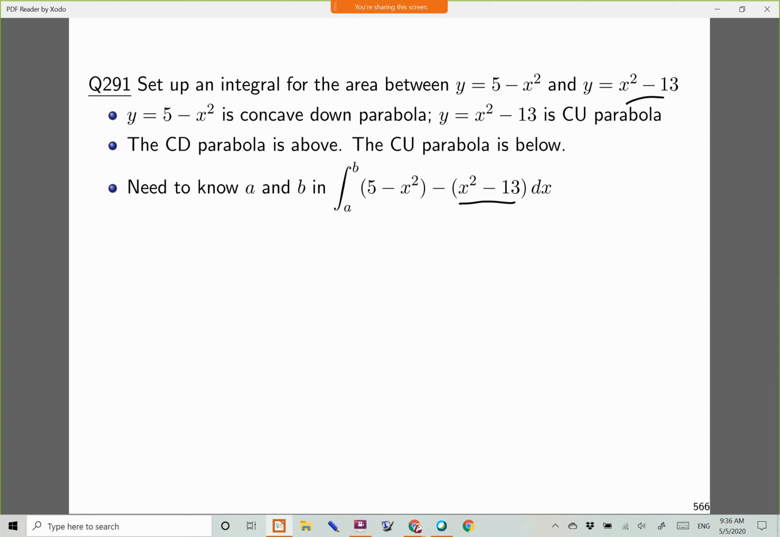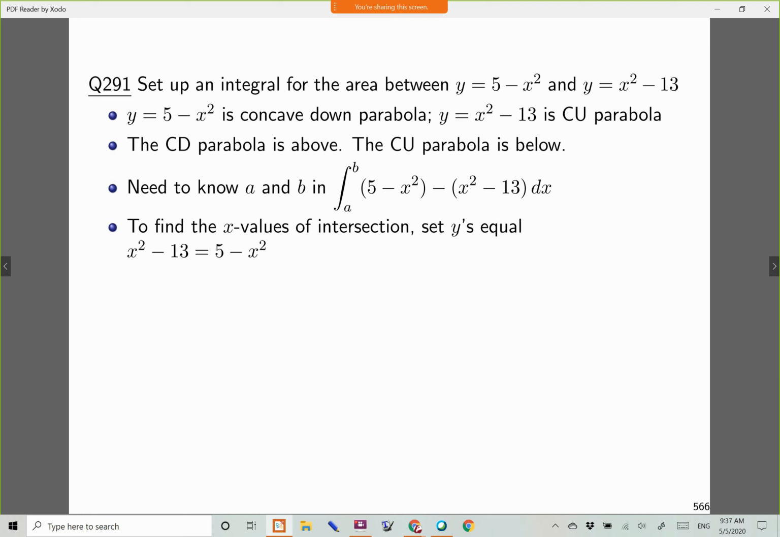Then the question is, what about the x values? We need to find where those intersections occur, so we should set the y's equal. Set 5 minus x squared, which is y, equal to x squared minus 13, which is y. It doesn't matter the order. I just found it a little more convenient to write the x squared minus 13 first. To solve this equation, I'm going to add x squared to both sides. I'm also going to add 13 to both sides. So you have 2x squared equals 18.